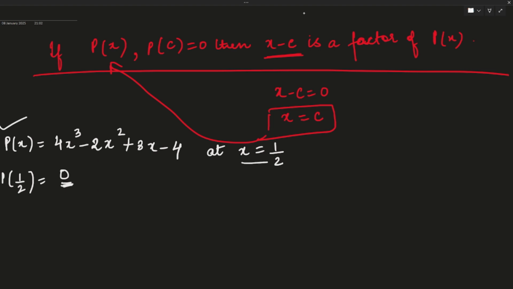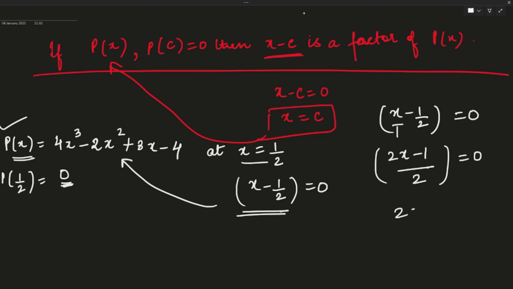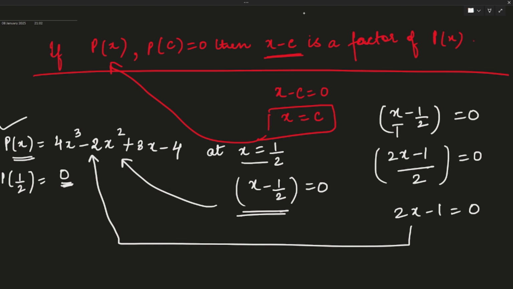So the value of this polynomial at x equals half is 0. So x minus half equals 0, and x minus half is a factor of this p(x). Now if we rearrange it and take the LCM, it will be 2x minus 1 upon 2 equals 0. So 2x minus 1 equals 0, and we can say that 2x minus 1 is a factor of p(x).